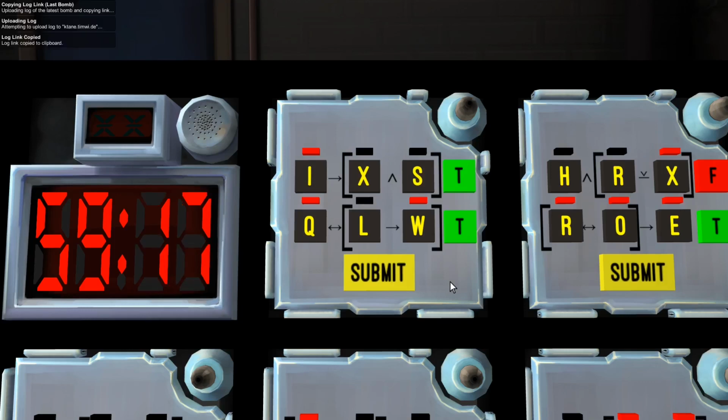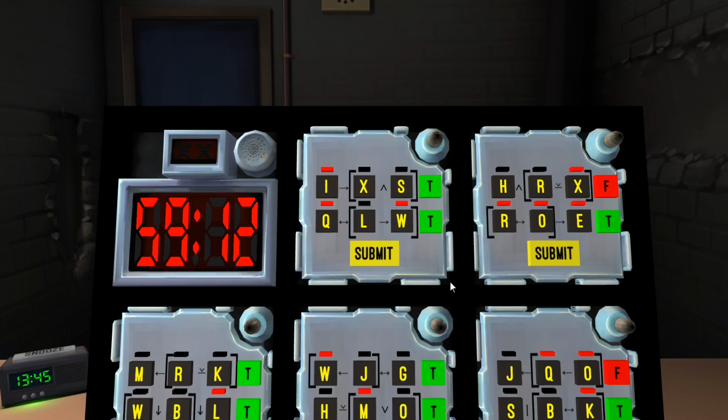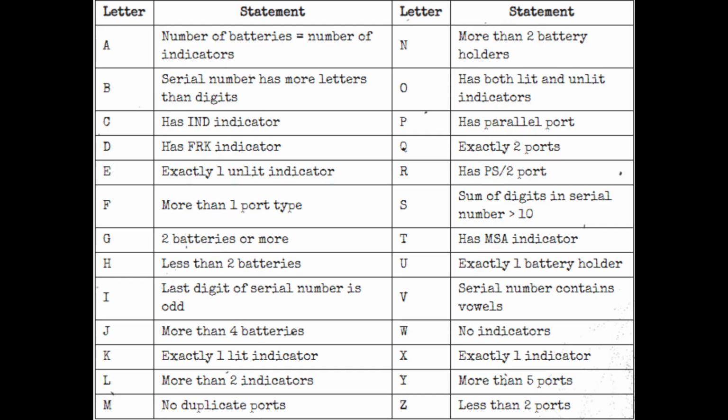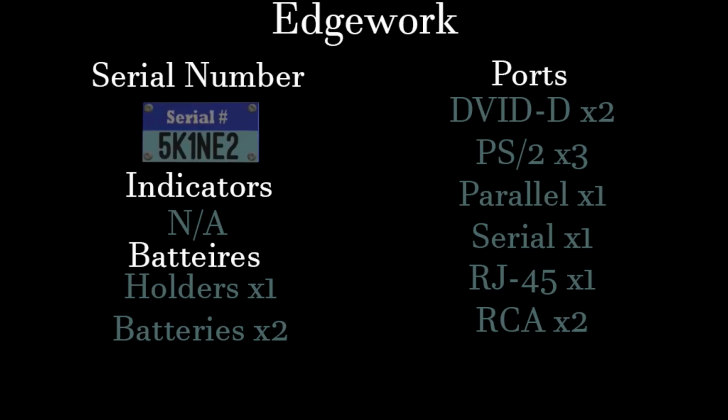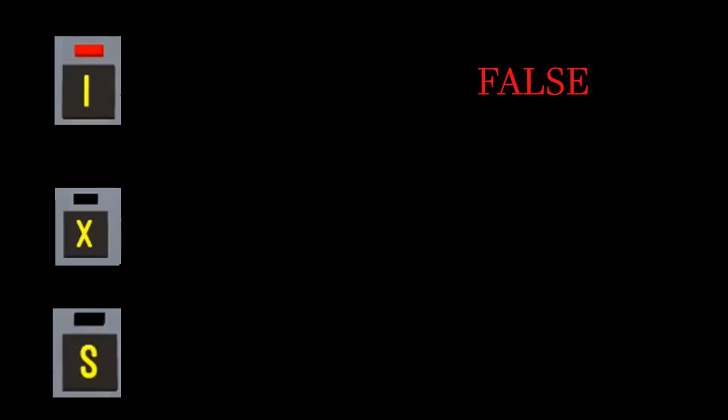How are we supposed to know what the letters and symbols mean? Let's go over the manual to see. Here we can see what statement each letter represents. We can see that they're all true or false statements that correspond to the edge work on the bomb. If we look back to the letters we had, I, X and S. I says the last digit of the serial number is odd. Well, if we look back at our serial number we can see that the last number is 2, which is even. This means that I is false.